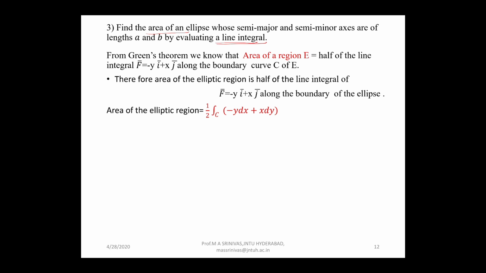So here you have an ellipse whose semi-major axis is A and semi-minor axis is B. Therefore, its equation is x square by a square plus y square by b square is equal to 1.